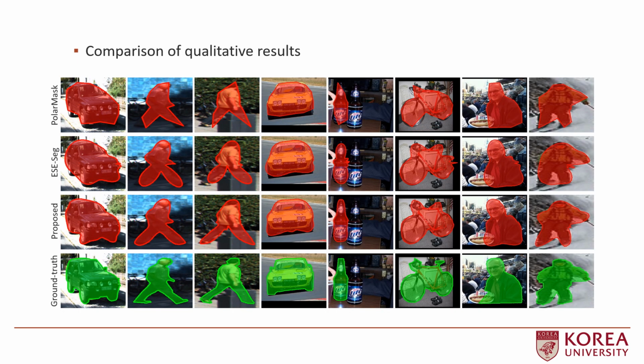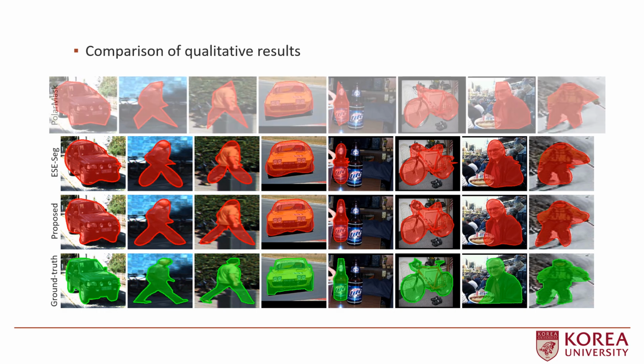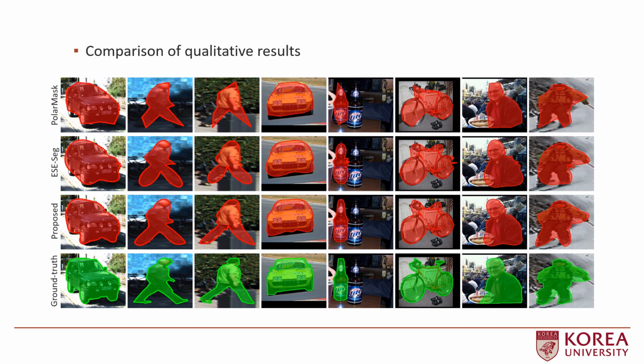Figure compares object boundaries at the same dimension m. Mask failed to reconstruct curved parts, and ESA-seg allows complicated parts. In contrast, the eigencontours represent object boundaries more accurately.